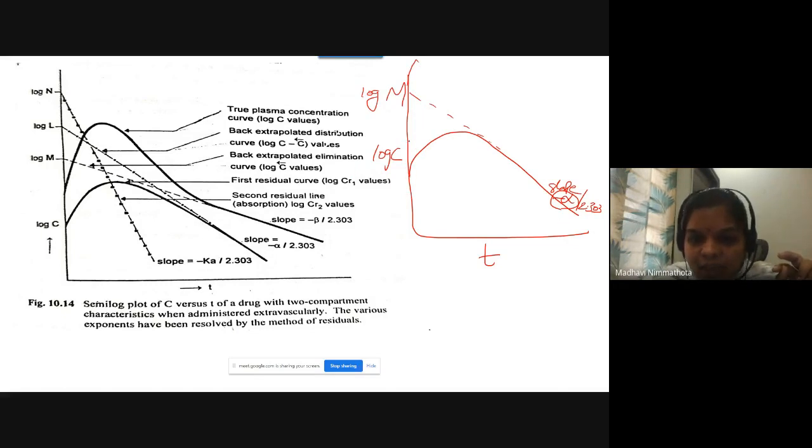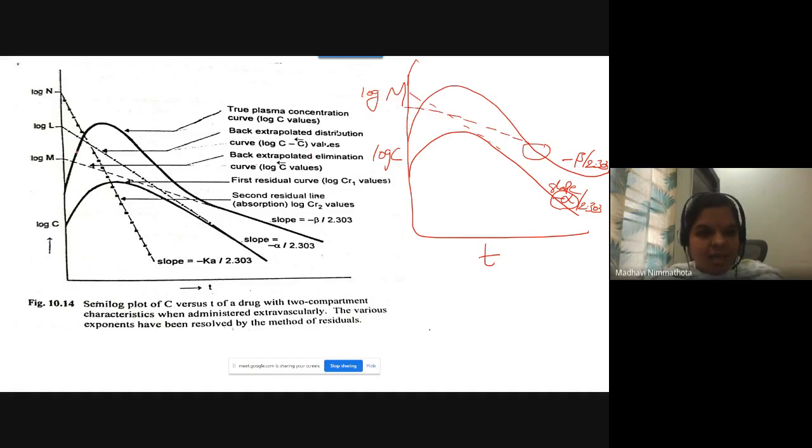The second curve will also happen like this. Up to this mark, the graph will be straight. After that, the graph is changing its shape. From this, you can get the slope as beta by 2.303. Here the slope is alpha by 2.303 and here the slope is beta by 2.303. From this change of shape, you can extrapolate the line to the y-axis. See, then you will get the log L value.